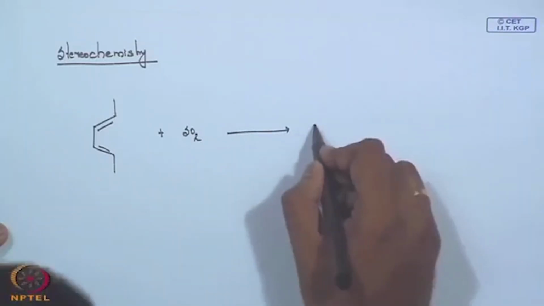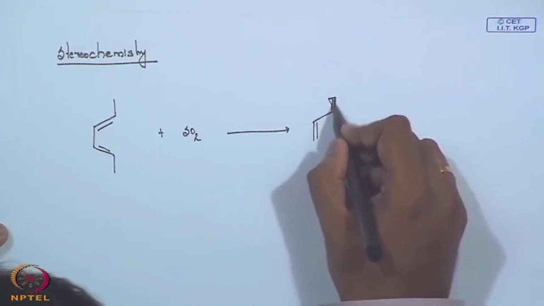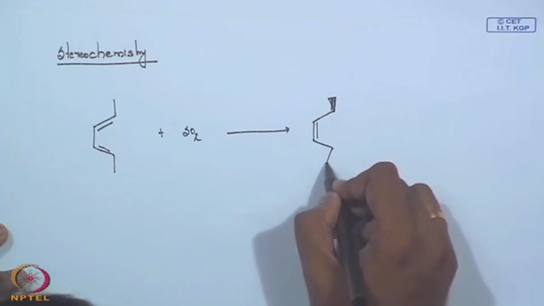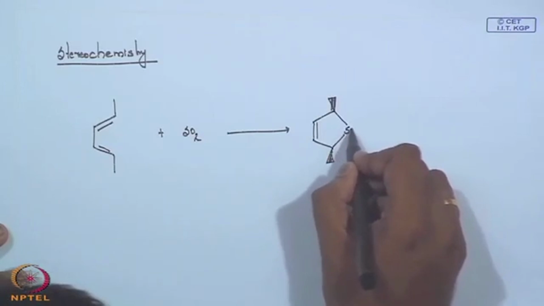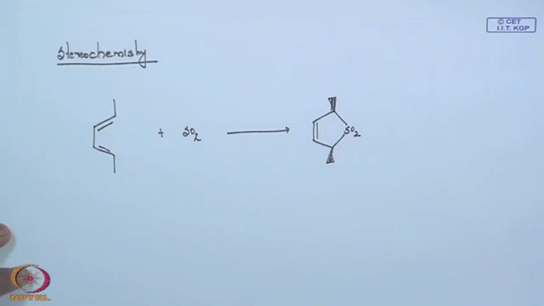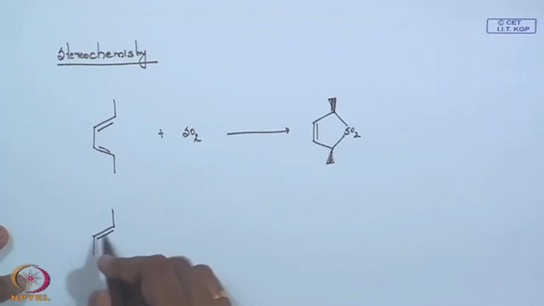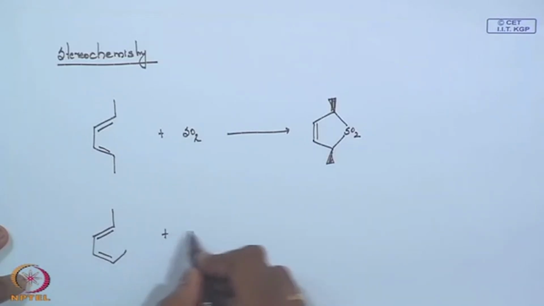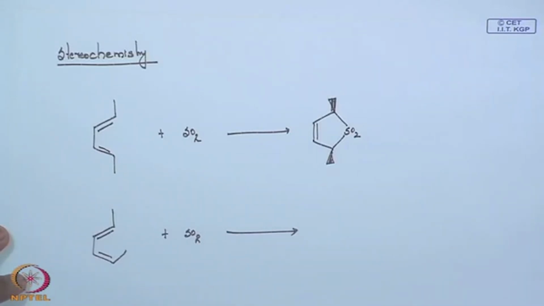So, this reaction I will take for sulfur dioxide, because you know the carbene. So, you get this product, right. But if I take a diene of this nature, then treat it with sulfur dioxide, think about what you get.